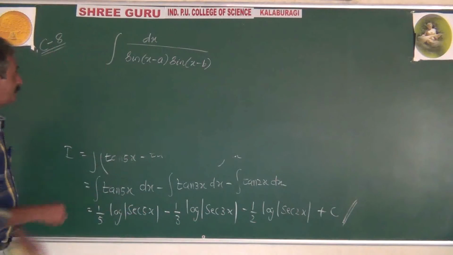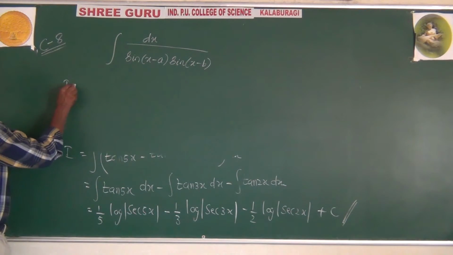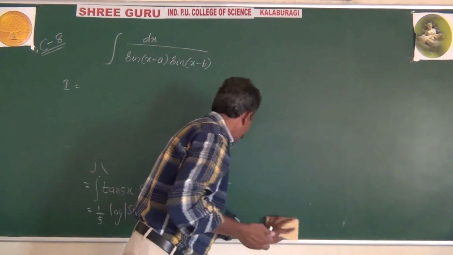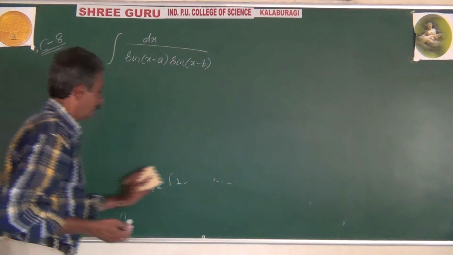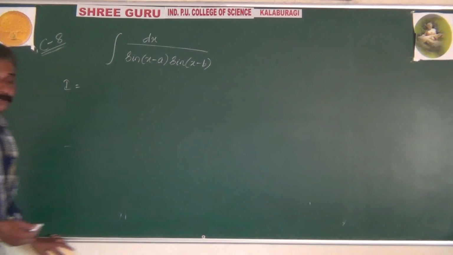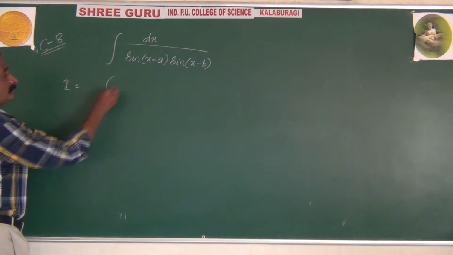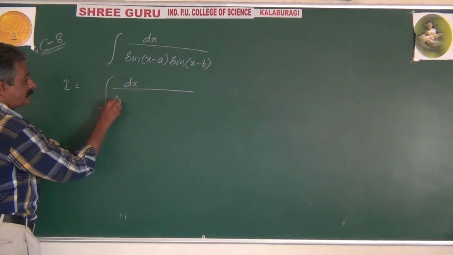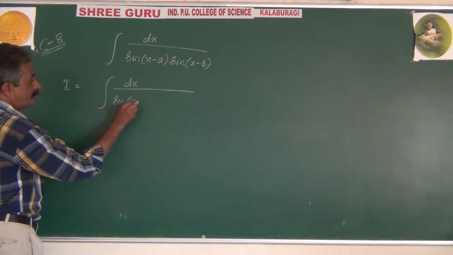First step, take I. Let I equal to the given integration problem. It's a very typical problem. dx divided by sin x minus a into sin x minus b.